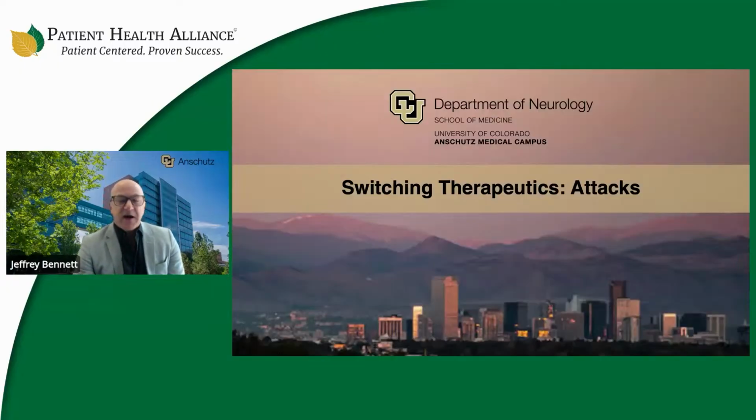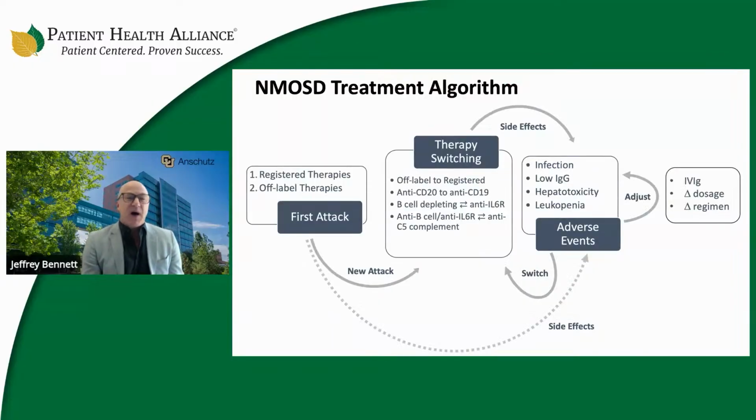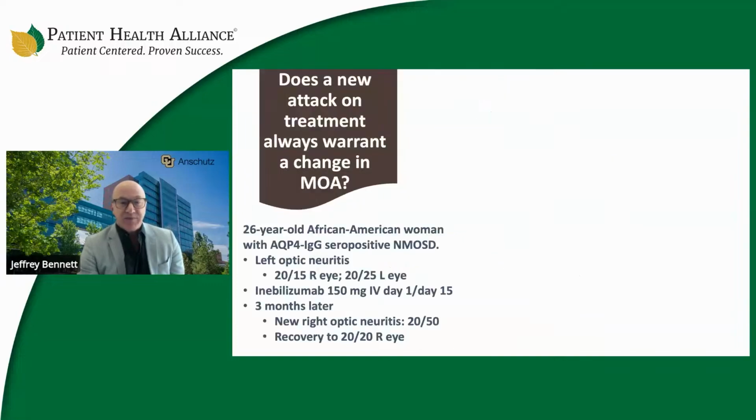First, let's examine the scenario of breakthrough attacks on therapy. This is my algorithm for NMOSD treatment, and one you can use as a basic schema for developing your own. Here we are looking at a situation of an NMOSD patient on off-label therapy or registered therapy who has a new attack and requires treatment change. So the first question that you must consider is whether a change in therapy is warranted.